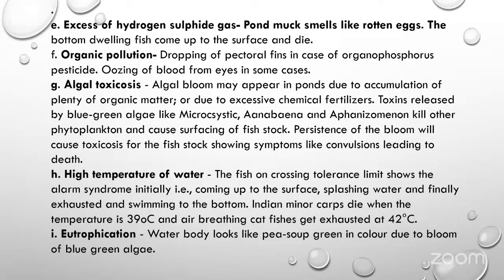Next is eutrophication. Water body looks like pea soup green color due to the bloom of blue-green algae. So there is a lot of growth of blue-green algae and it covers the water. So this is called as eutrophication. The fish die of suffocation.